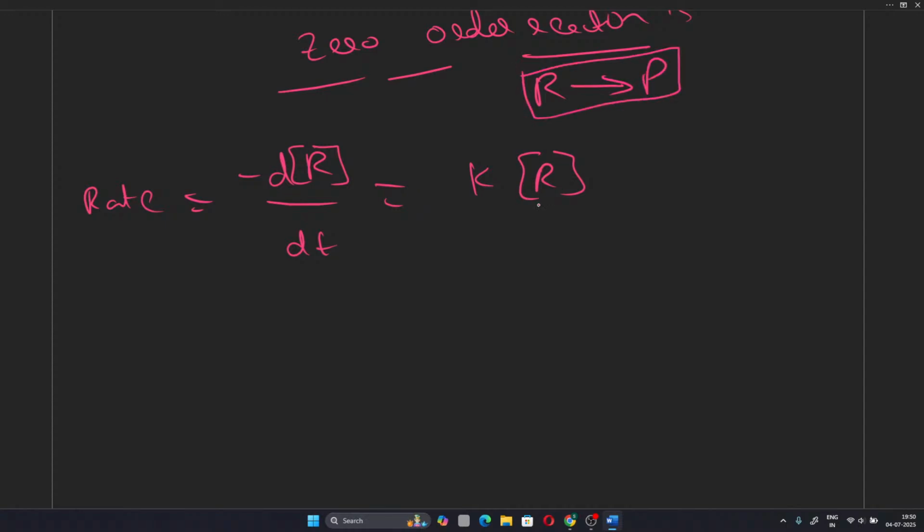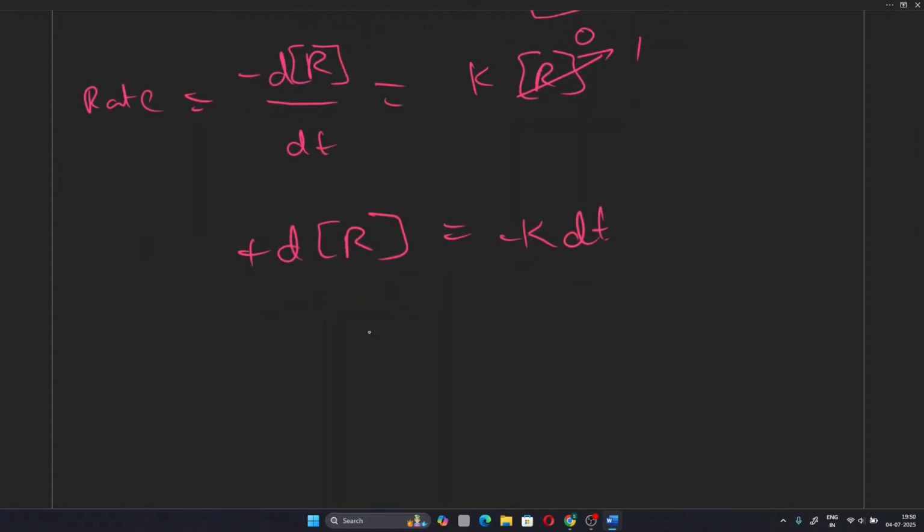For this reaction, the rate will be k times R to the power 0. For a zero order reaction, this will be equal to 1. Now minus dR equals k times dt. Now integrate the equation.